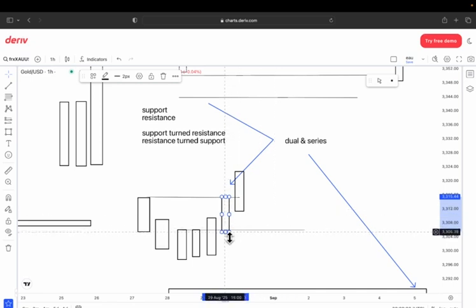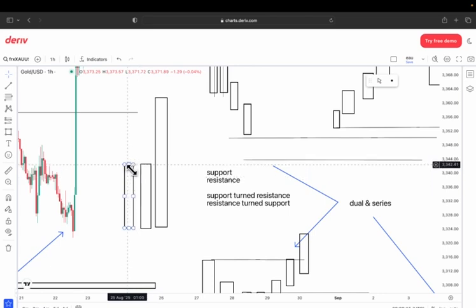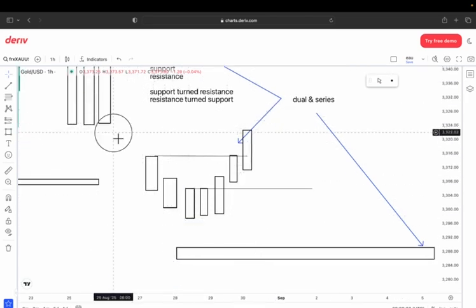So let me just put it this way. This guy is here, and then price closes above this guy. No, these are series, too many. That's the meaning of series and dual. I explained it before in SLQ. So now we have this guy as the dual, this guy as a series. This one involves too many candles, and this one involves fewer.